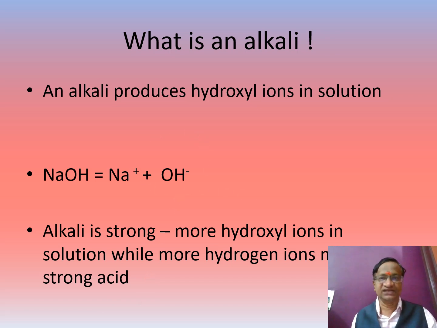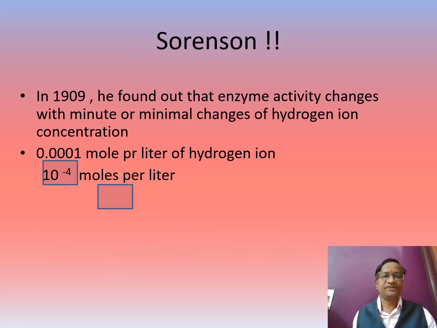Now we should understand the differences between acid, base, and alkali. An acid is a hydrogen ion donor. A base is a hydrogen ion acceptor. An alkali is a hydroxyl ion donor. This is the big difference between these three things.